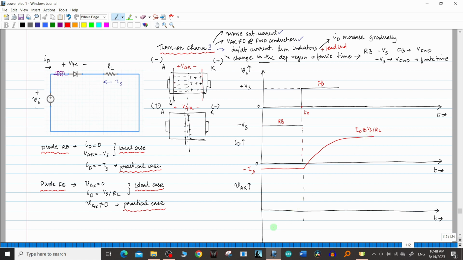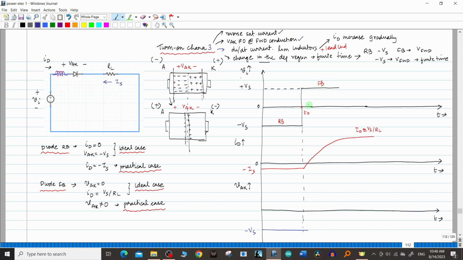Now let us draw the value of VAK. In the reverse bias condition, VAK will be equal to minus Vs. That we already know. In the reverse bias condition, VAK will be equal to minus Vs. I'll put that here: this is minus Vs in the reverse bias condition.